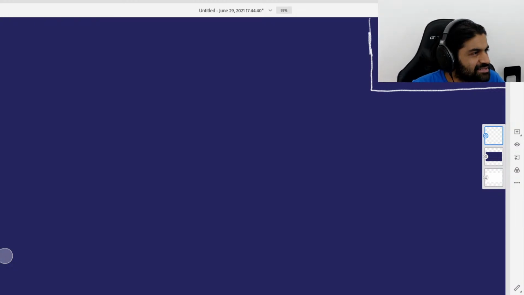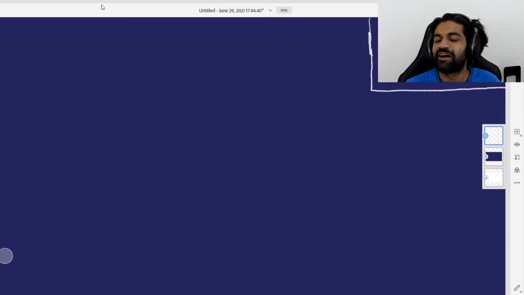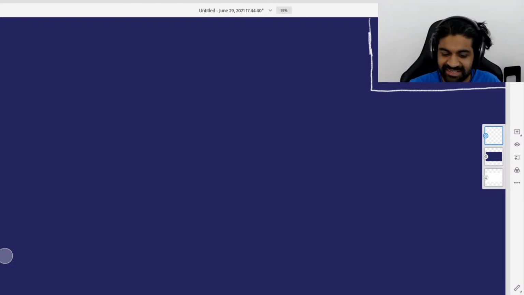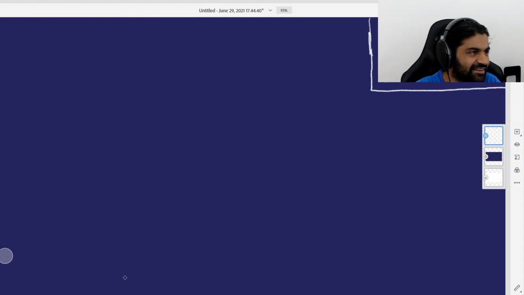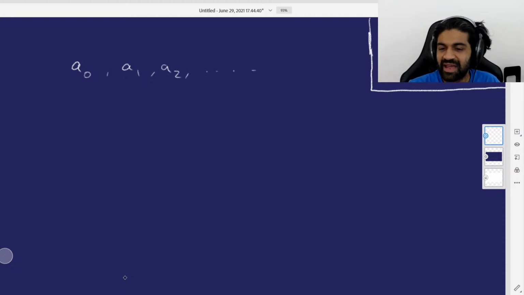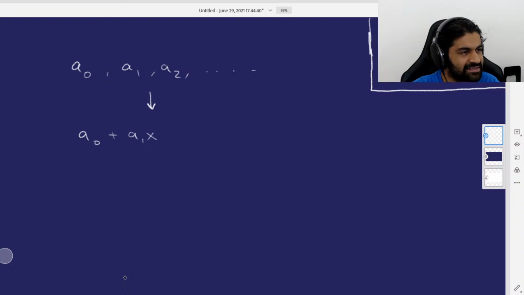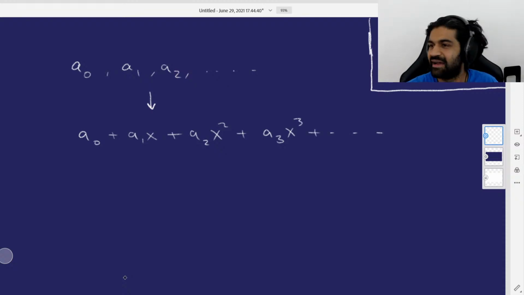Today I wanted to do a couple of problems, maybe 4 or 5 problems, all involving generating functions, essentially. The idea is very simple. You have some sequence that you're interested in, usually some kind of combinatorial sequence, some sequence arising from combinatorics. So you'll have some sequence A0, A1, A2, and so on. And what you do is you essentially store this sequence in a function. So you just write A0 plus A1x plus A2x squared plus A3x cubed, and so on.